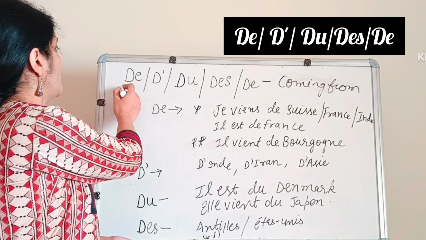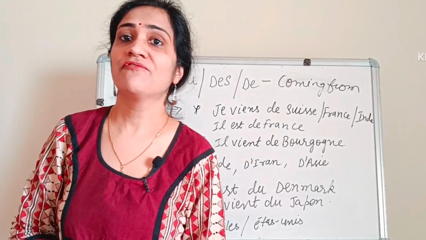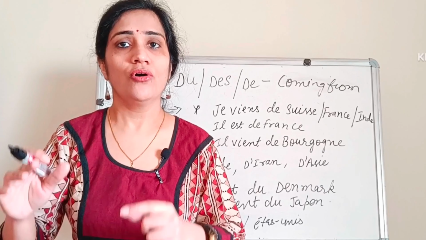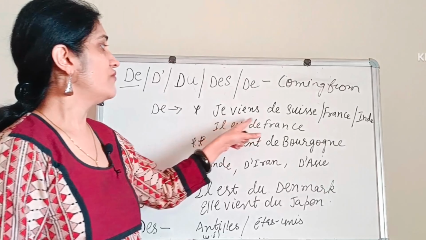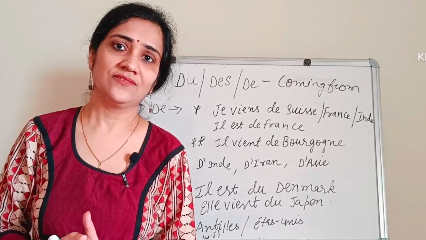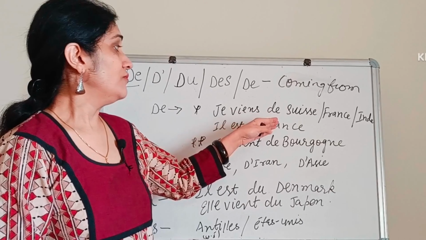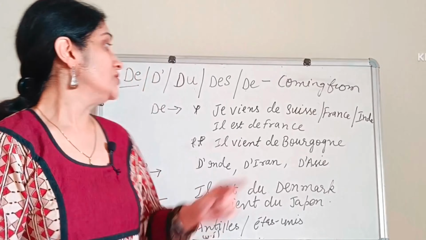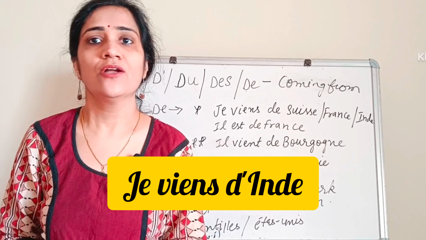So first of all, focus on this de. De must be used with all the countries which are feminine in gender. So referring to coming from or belong to that country, you have to use de, like je viens de Suisse. I am coming from Switzerland. So Switzerland, Suisse is feminine. Je viens de Suisse. I am coming from Switzerland. Je viens de France. I am coming back from France. France is feminine. Je viens d'Inde. D'apostrophe. Je viens d'Inde. I am coming back from India.